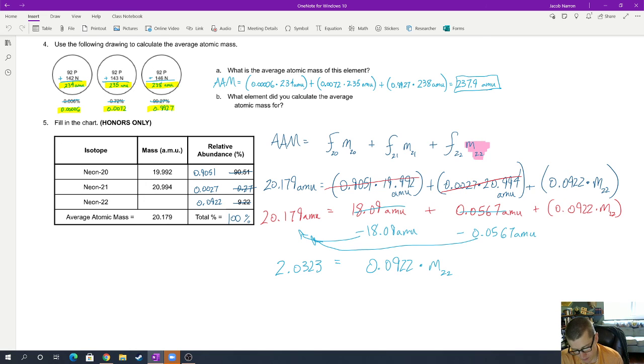Okay, so at this point, instead of multiplying, we need to divide to get rid of that. So for my last line, I'm going to divide by 0.0922 AMU, sorry, I forgot my units. And I'm going to divide the other side by the same thing as well. And my final answer will finally be found. So we've done quite a bit of algebra, but that shouldn't be anything too confusing for you guys. All right, here we go. Final answer.